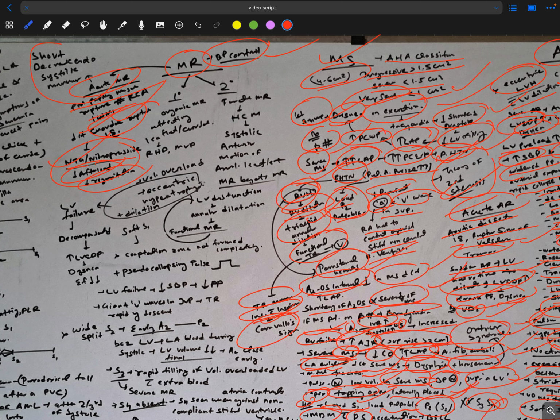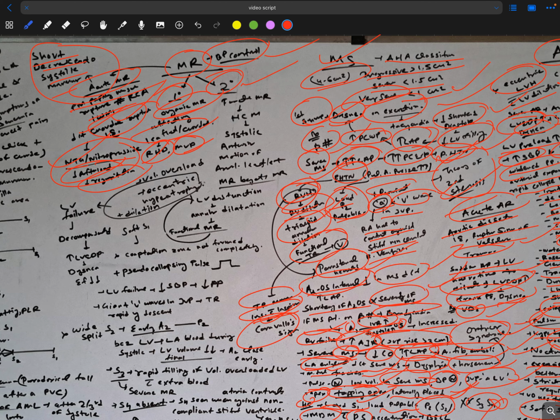Here the murmur heard is a short decrescendo end-systolic murmur. Primary MR is due to organic disease in the leaflet or chordae. Causes are rheumatic heart disease and mitral valve prolapse. Rheumatic heart disease is the most common cause of MR in developing countries, MVP in developed countries.